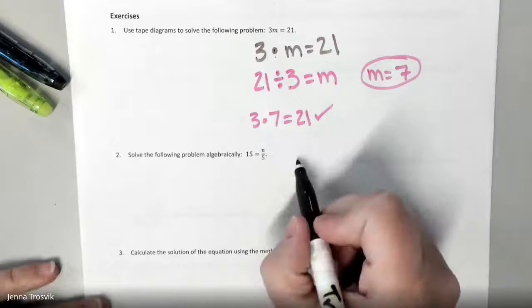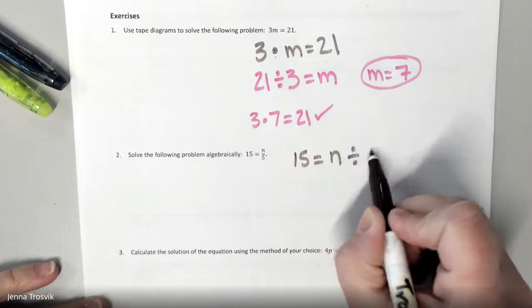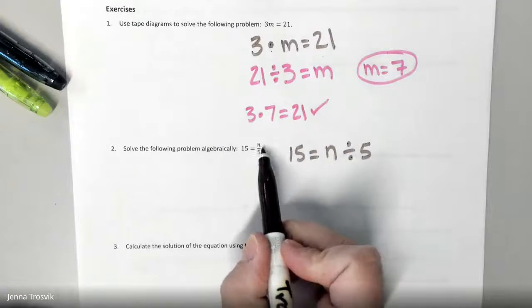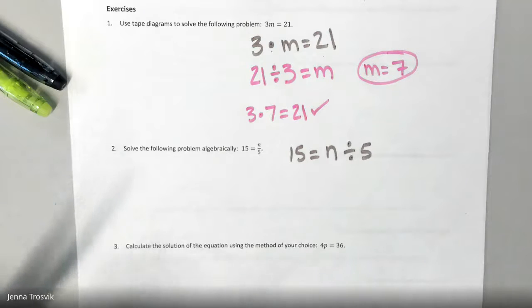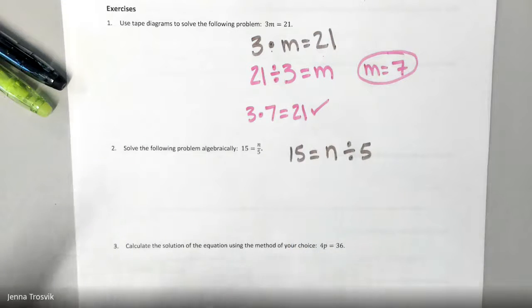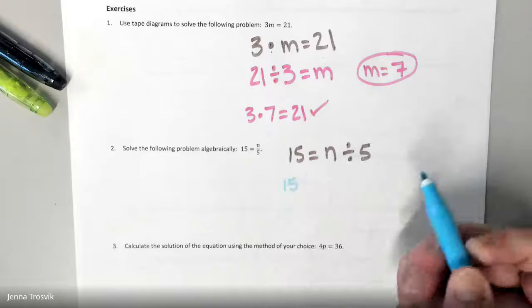They gave me 15 equals n divided by 5. I'm just going to go back, put that division symbol in there instead of my fraction bar so I can rewrite it easily. Now, I am going to start with my answer. They wrote it in a different direction this time. Just be aware that you're always starting with your answer when you reverse the problem.